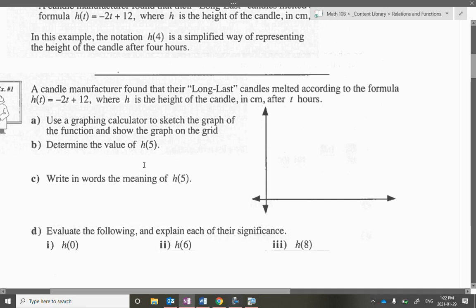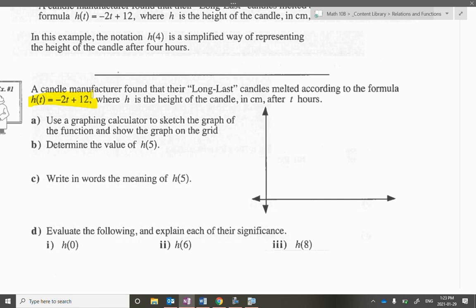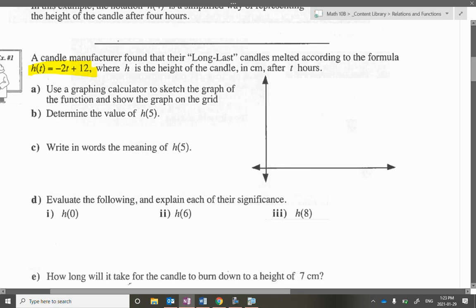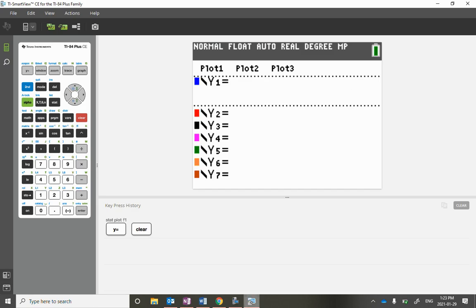I would like you all to go on your graphing calculators right now, please, and to enter in this equation. H of t equals negative 2t plus 12. So the context behind this is a candle manufacturer found their long-last candles melted according to this formula. H is the height of our candle, and t is hours. So we all should be graphing this in our graphing calculators right now.